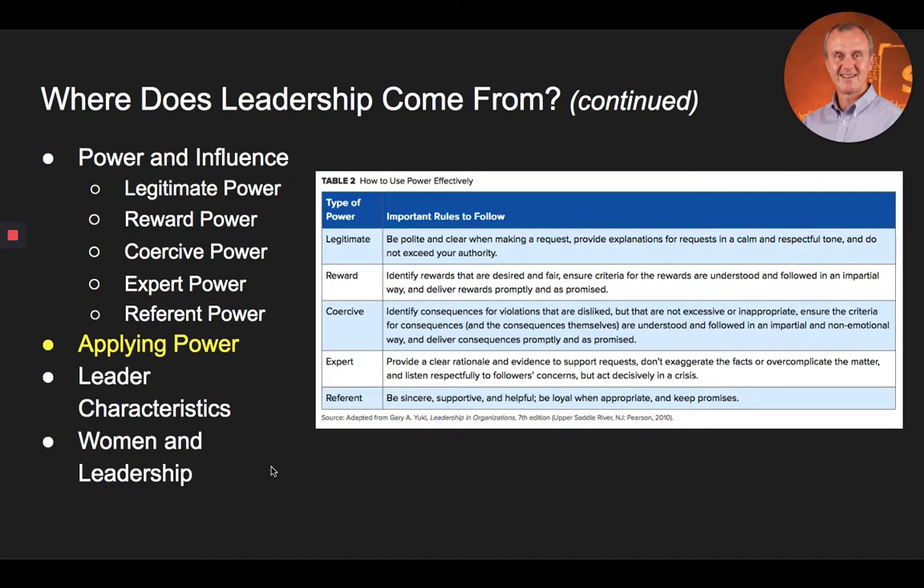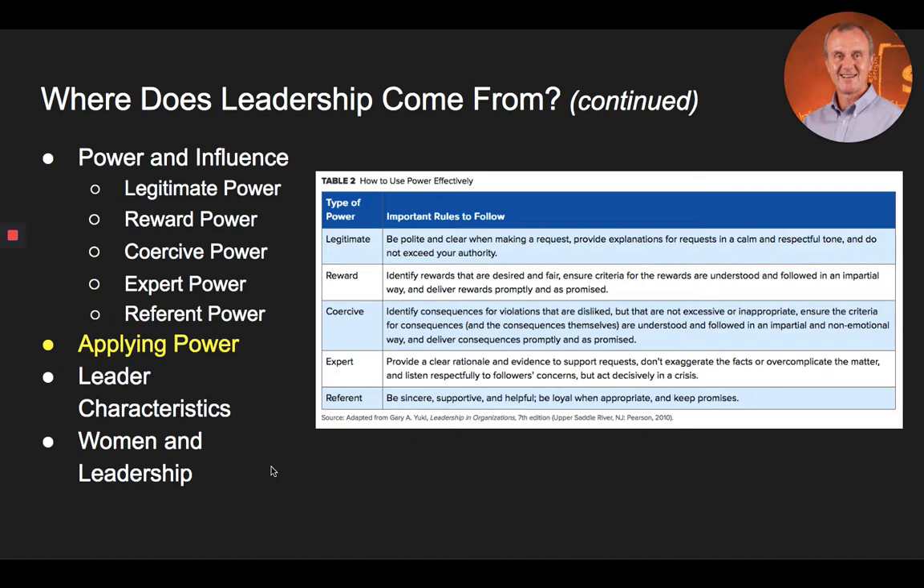How do you go about applying reward power? First, identify rewards that are desired and fair. Next, ensure criteria for the rewards are understood and followed in an impartial way, and deliver the rewards promptly and as promised.